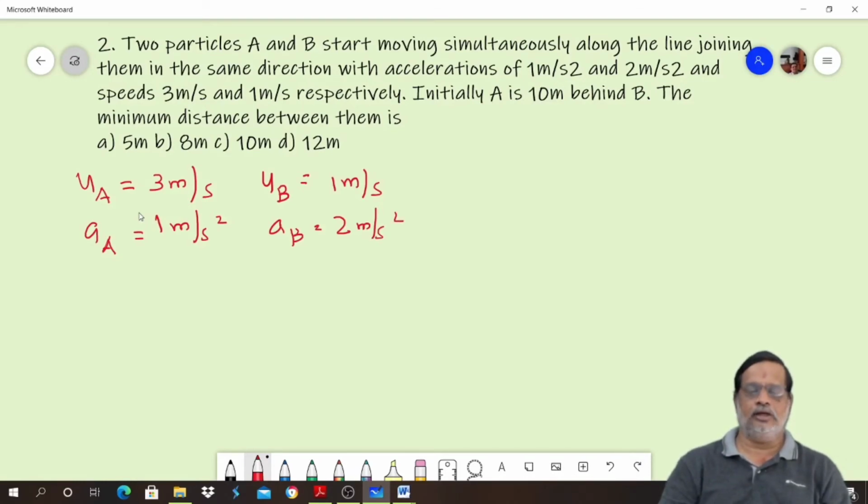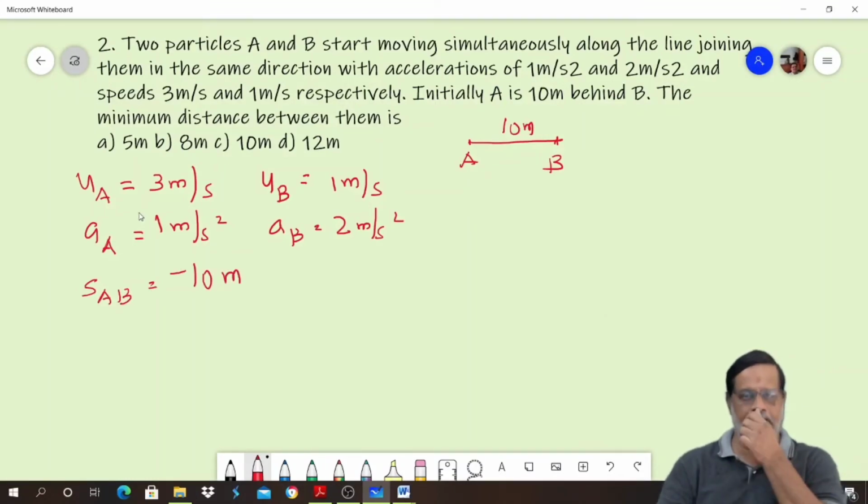Now initially A is 10 meter behind B. So if this is A and this is B, the distance between A and B at the beginning is 10 meter. So the initial displacement of A with respect to B is minus 10 meter, because A is 10 meter behind B. Now we have to find the minimum distance between them as they start running.